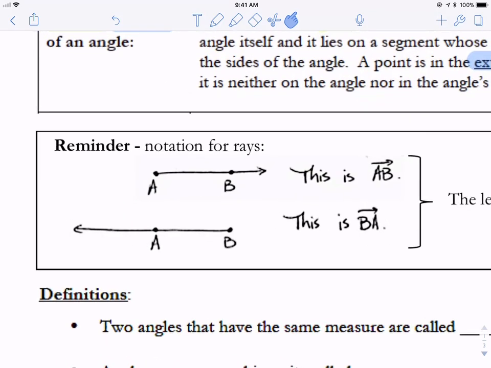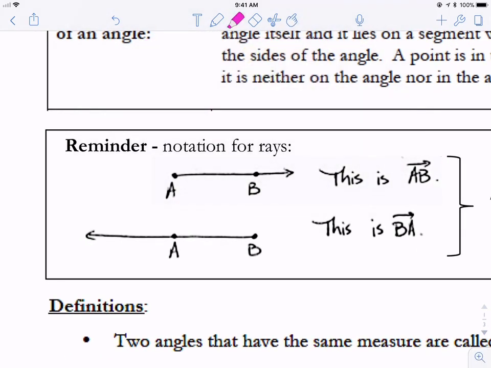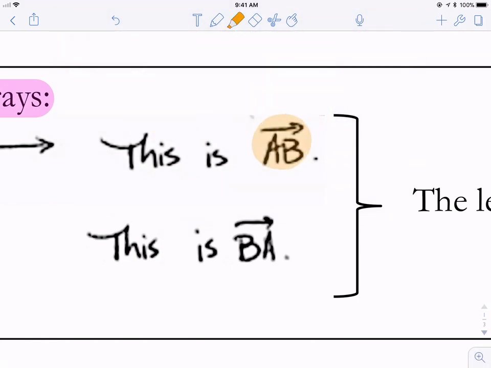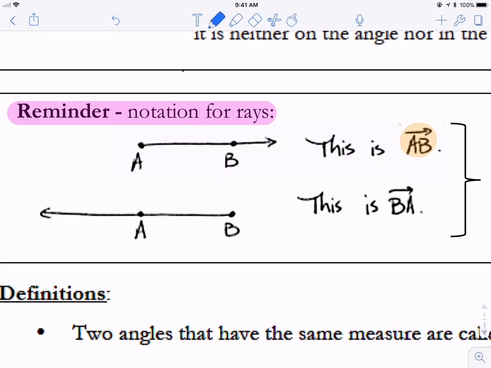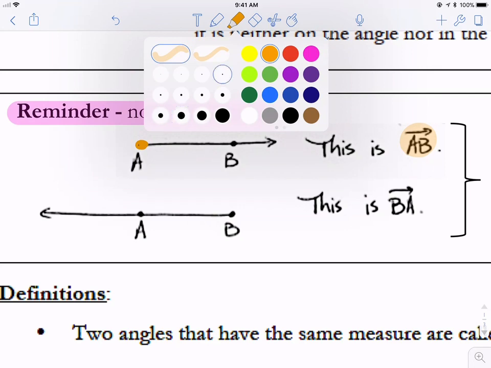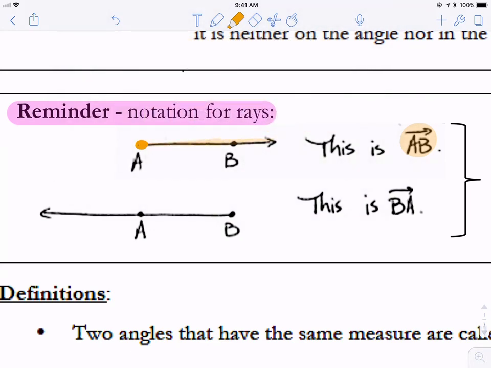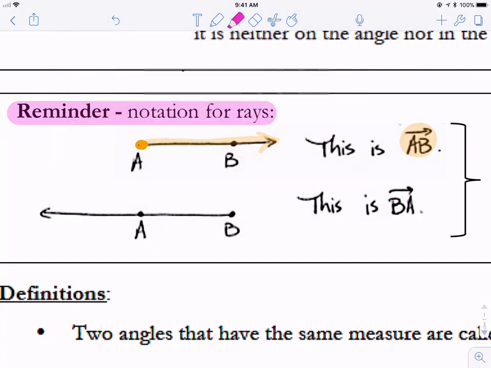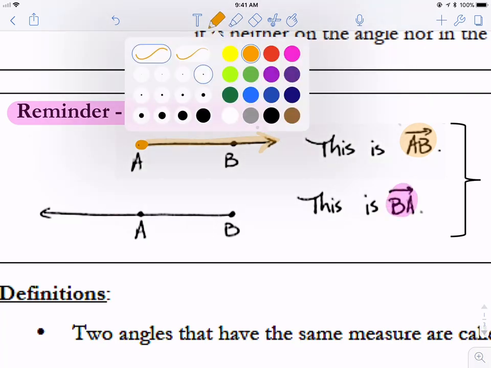Okay, so just a notation reminder. Some of us are forgetting that ray AB and ray BA mean two different things. Ray AB means start at A and go toward B. Your starting point is the first one that you write down. So that would be ray AB. Ray BA is a different ray. It's starting at B and going toward A, so it would be going in the opposite direction.